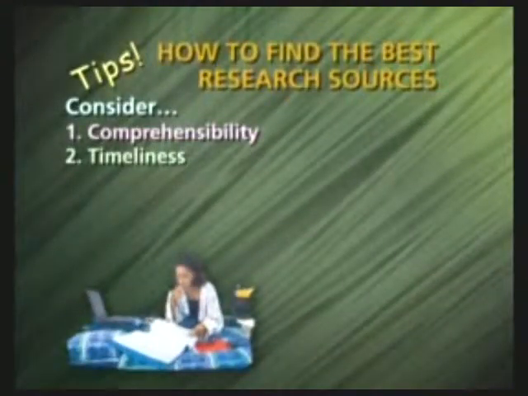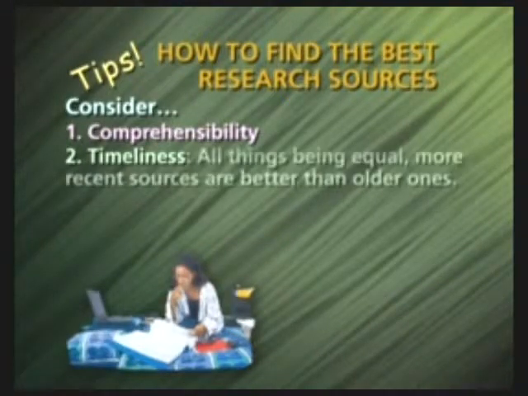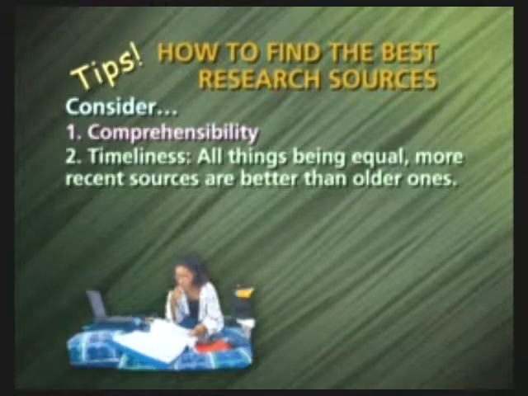A second important criterion is timeliness. All things being equal, more recent sources are better than older ones. This is especially true in fields like the natural sciences, math, and the social sciences, where research is constantly going on and is continually producing new insights and theories that make old ideas obsolete. Now, in the humanities and history, older works may still be relevant. So I suggest asking your teacher for a guideline. Should you look at any works older than 10 years or 20 years, or is some other cutoff date appropriate?